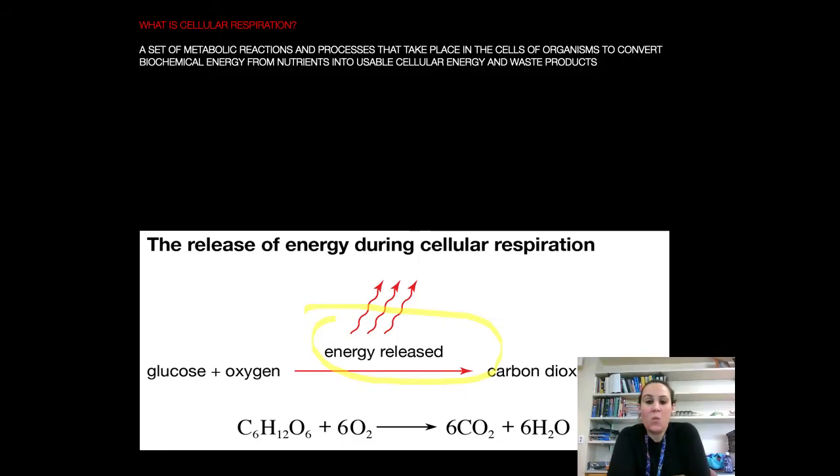Okay, so what is cellular respiration, right? You're looking at this slide. It's described as a set of metabolic reactions and processes that take place in the cells of organisms to convert biochemical energy from nutrients into usable cellular energy and waste products. But what does that mean? Also, this equation should be moved up. If I could, I would.